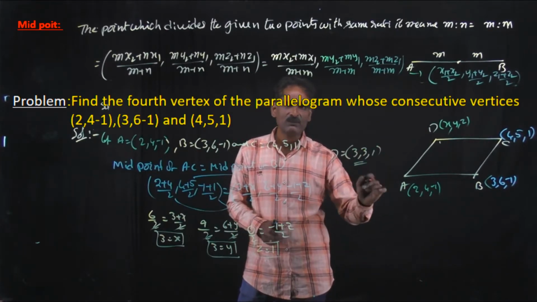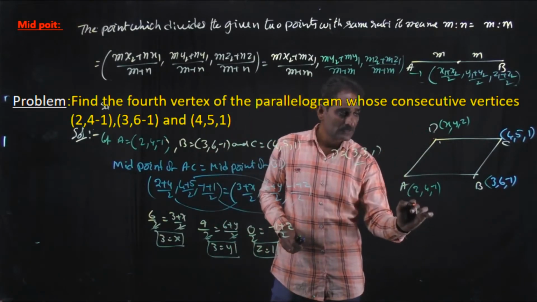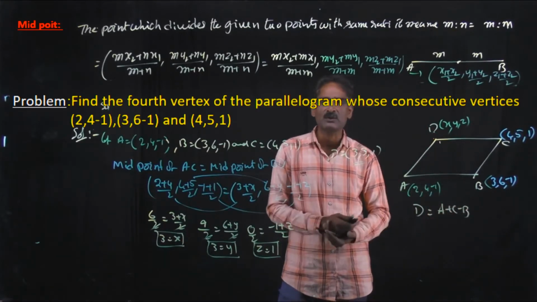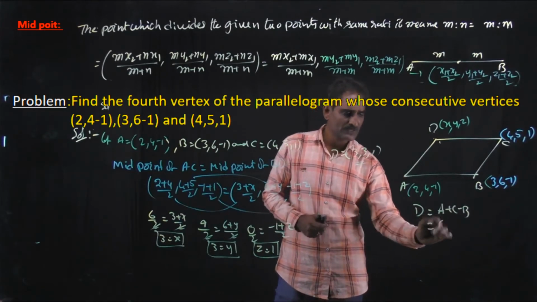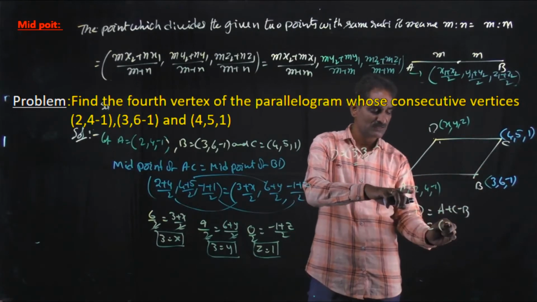We have a formula for the fourth vertex of a parallelogram in shortcut. What is the formula for the direct method? D is equal to A plus C minus B. With the help of this formula, we can find out the coordinates of this point within seconds. So now write down A plus C minus B. A plus C minus B. 6 minus 3, 3.